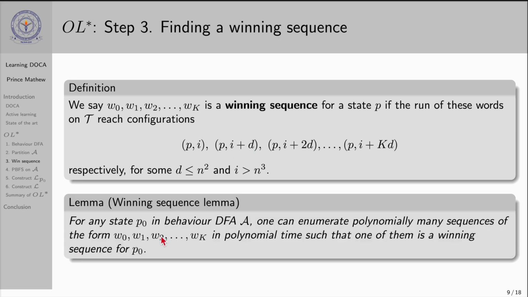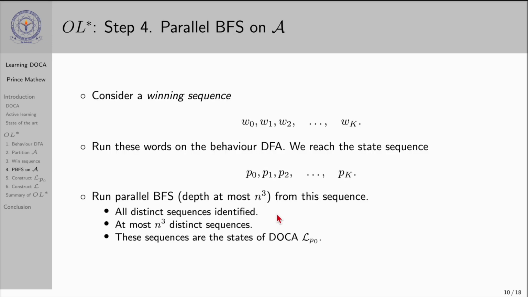Now the winning sequence lemma says that for any state P0 in the behavior DFA A, one can enumerate polynomially many sequences of the form W0, W1 up to Wk in polynomial time such that one of them is a winning sequence for P0. This is a very crucial part of the algorithm, and for identifying these winning sequences we use the property of the length-lexicographically minimal reachability witness that reaches configurations in a one-counter automaton.